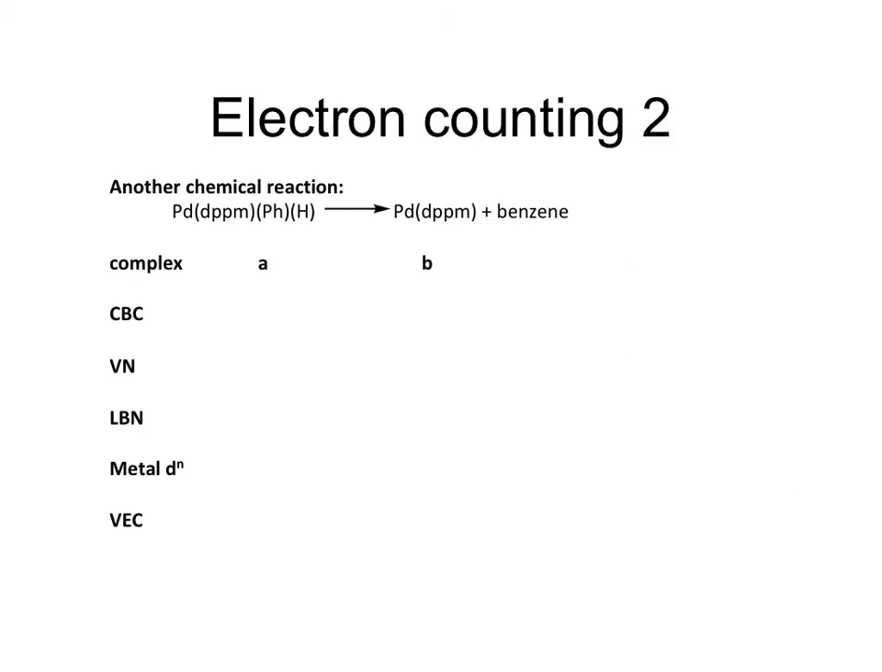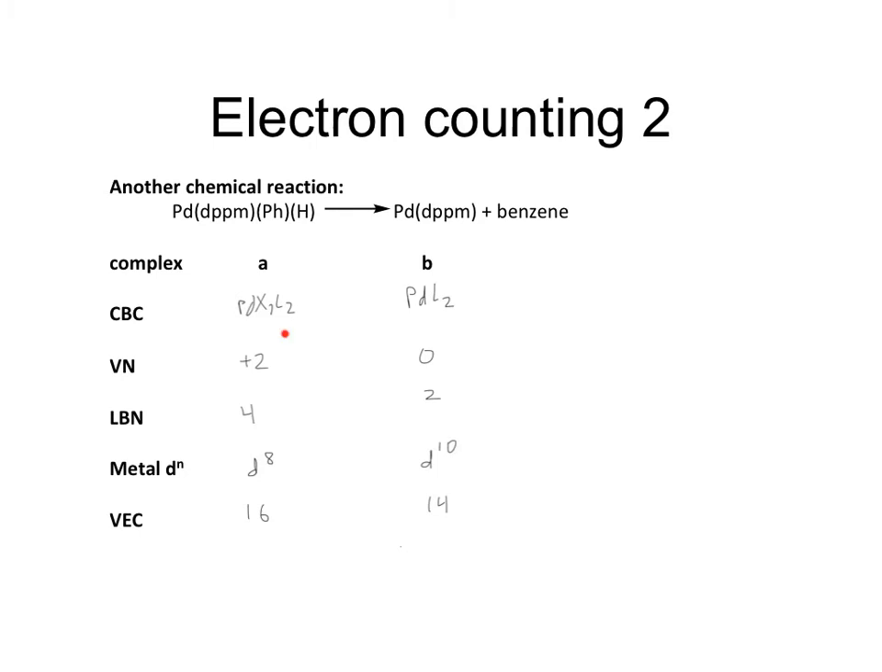Now try to classify this chemical reaction. First of all, calculate the CBC, VN, LBN, DN count, and valence electron count for complexes A, palladium DPPM phenyl hydride, and palladium DPPM. Hopefully you got these numbers or can figure out where these numbers came from.